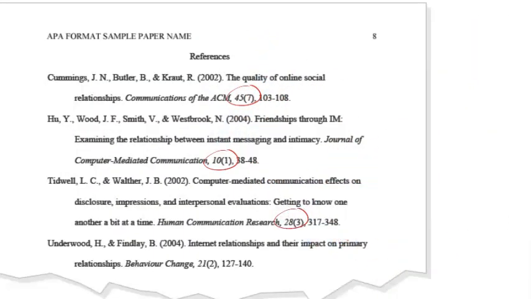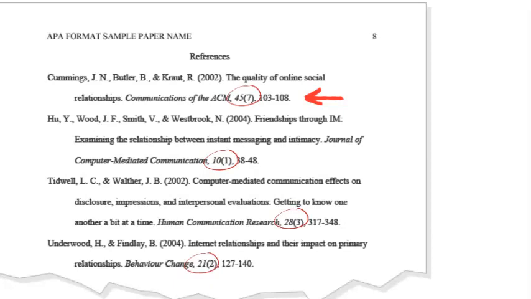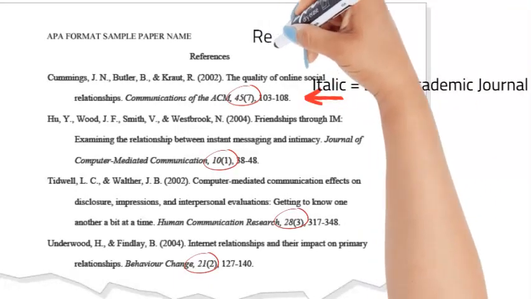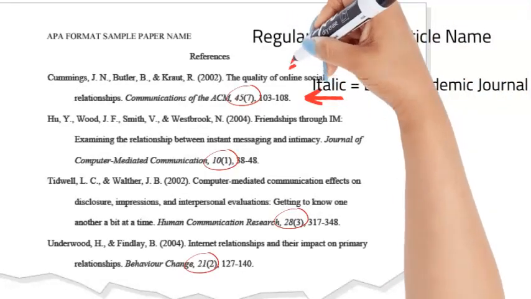Have a look at this sample reference page. These numbers circled indicate a volume and an edition, so we know it's an academic journal article. The italics are the name of the academic magazine or journal, and the regular type is the title of the article.